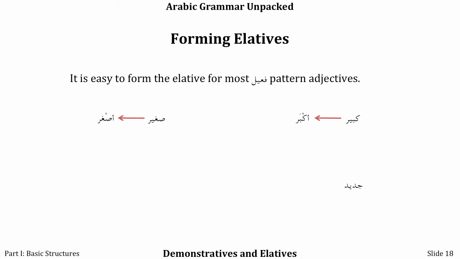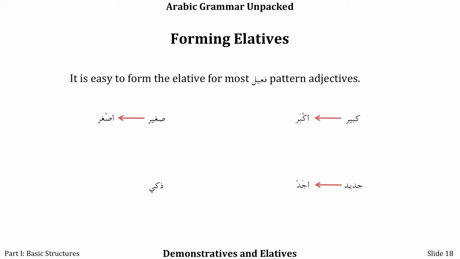We can take jadid, and we're going to have a little bit of a problem here because jadid comes from a doubled root. Its second and third root letters are both dal, and that means when we apply the transformation to it, we're going to get ajad instead. We're not going to get ajdad like it ought to be, but rather ajad. So watch out for adjectives that have the double root form. Double roots in general are tricky.